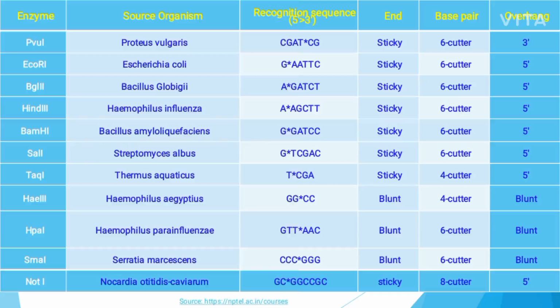Okay, these are the examples of various restriction enzymes. PvuI means Proteus vulgaris. It is recognizing a 6 base pair sequence and the cutting is between T and C. So, it is a staggered cut and is producing 3' overhangs. Then EcoR1, the example which I am frequently using, is also recognizing the GAATTC sequence. It is a 6 base cutter and it is giving 5' ends.